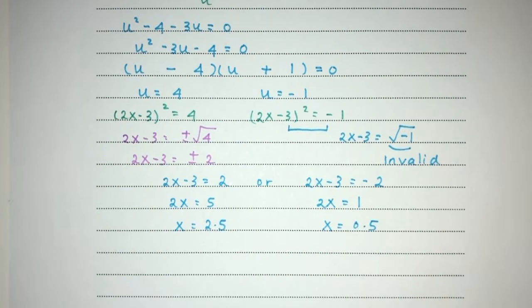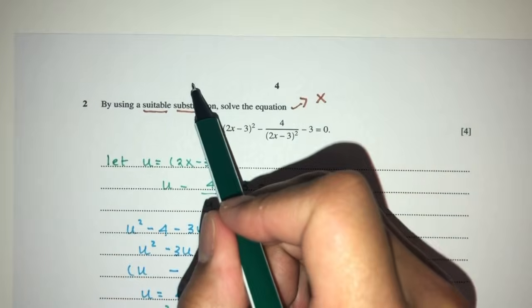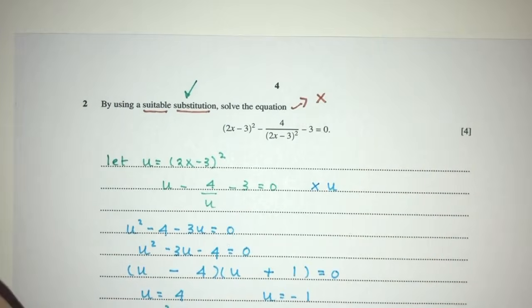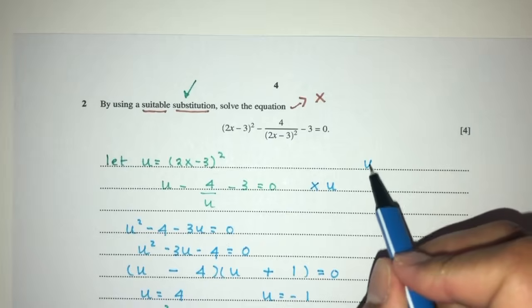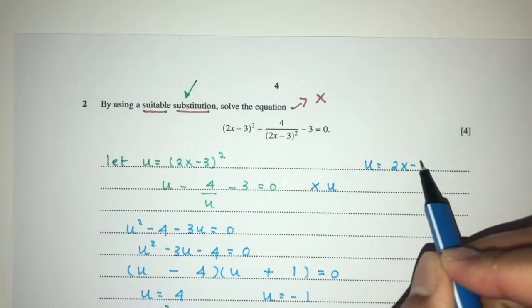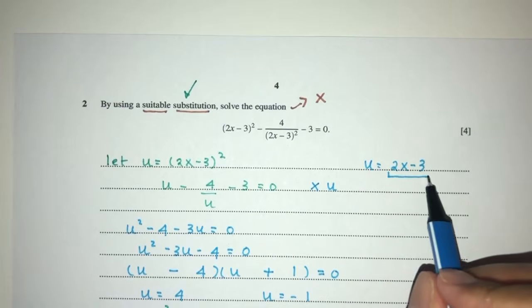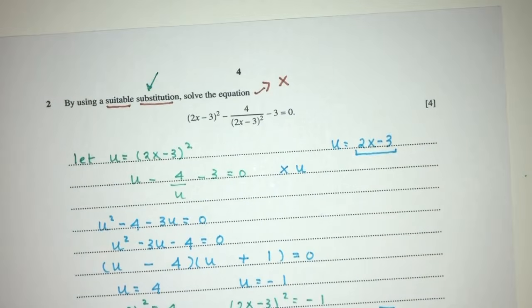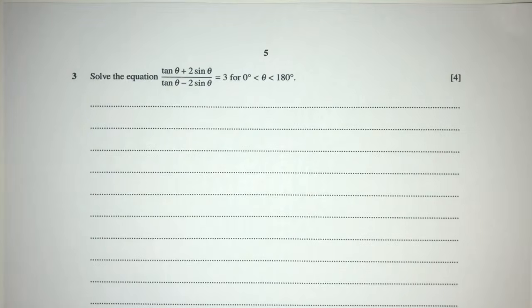So that is solving this equation using a suitable substitution. Now again, you could have chosen something else. For example, you could have let u be 2x minus 3 as well. It should be giving you the same answer. Should not be any problem. So that will be your question number 2. Let's move on to question number 3.